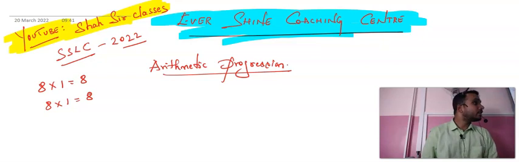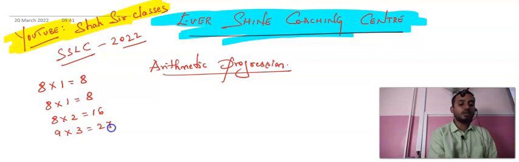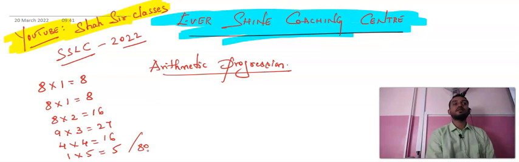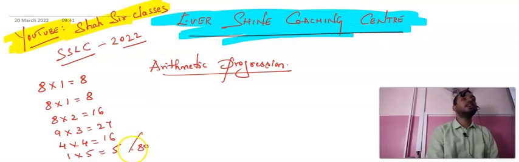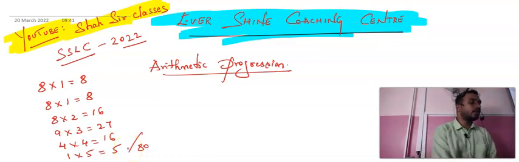Again that is 8. And then you have 8 questions which carry 2 marks, 16. 9 questions which carry 3 marks, 27. 4 questions which carry 4 marks, 16. And 1 question which carries 5 marks, that is 5 marks. So total is 80 marks. You know this exam pattern, right?